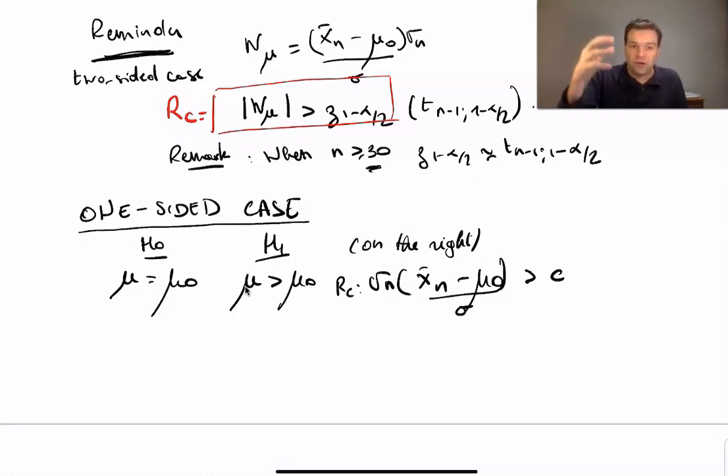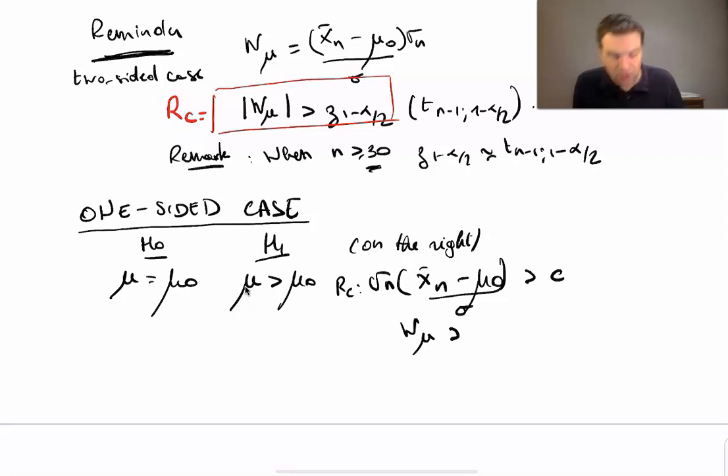When we have an observation of the test statistic which is larger than a threshold, not the modulus but the value, here we could write it W mu, without modulus, strictly larger than the value c. And as we have seen in the case of the two-sided test, a very important characteristic is that we have a critical region.